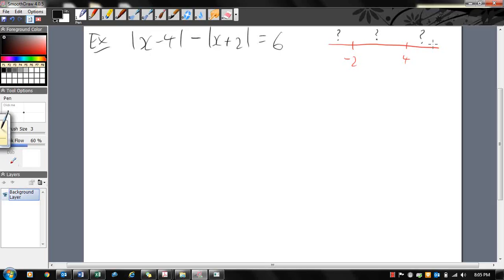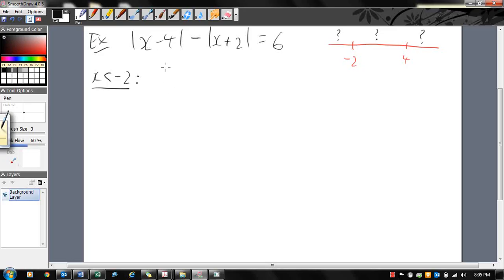So we need to take each part one at a time. So let's do this. Firstly, let's start down low. If x is less than -2, okay? So x less than -2. Let's have a look. What happens? If x is less than -2, what is this part? So x - 4, will that be positive or negative? If x is less than -2, like say -10, that'll be negative.